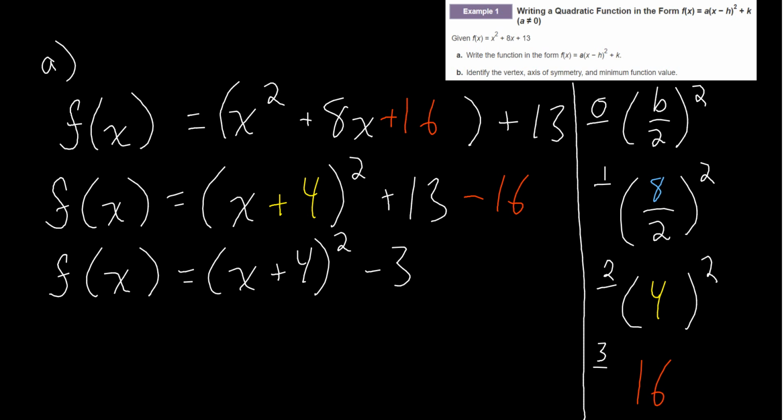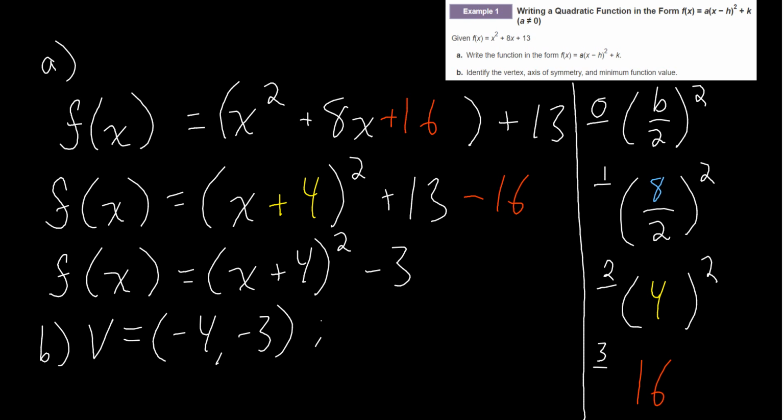Okay. And then B wants us to identify, so this is A. So B wants us to identify the vertex, axis of symmetry, and minimum function value. So what is the vertex? Okay, so V, the vertex, I guess we can just put an equal sign. The vertex in this particular case is going to be negative 4 and negative 3.